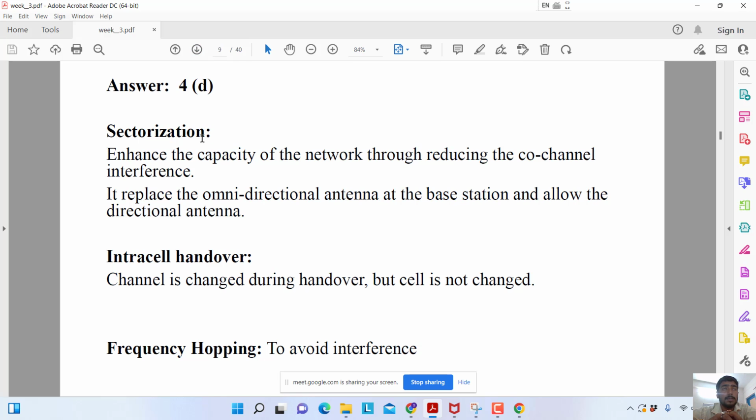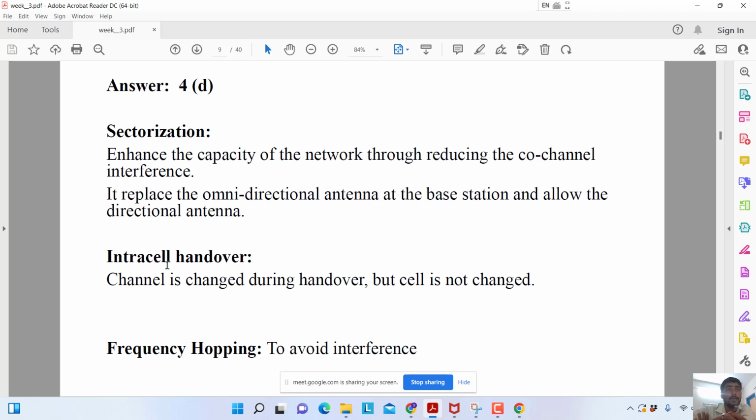Sectorization, as we make the cluster, we have co-channel interference. We are getting co-channel interference with our neighboring cluster. To remove this, we introduce the concept of sectorization. The motive of sectorization is that it enhances the capacity of networks by reducing co-channel interference. Similarly, it replaces the omnidirectional antennas at the base station and allows directional antennas. The concept of directional antennas improves the signal strength and reduces the interference power. So sectorization will help us to improve the C by I ratio.